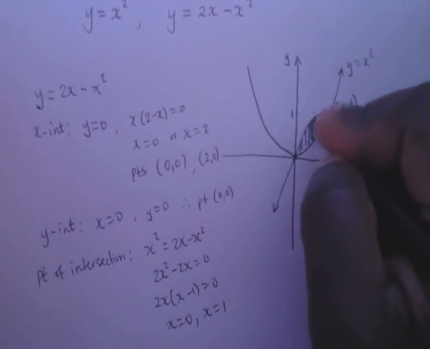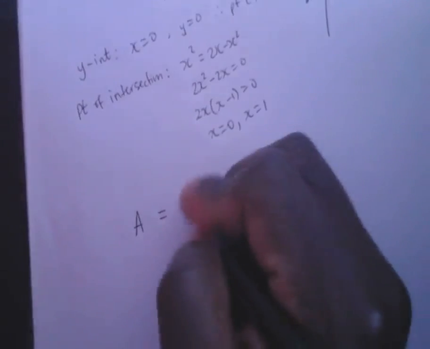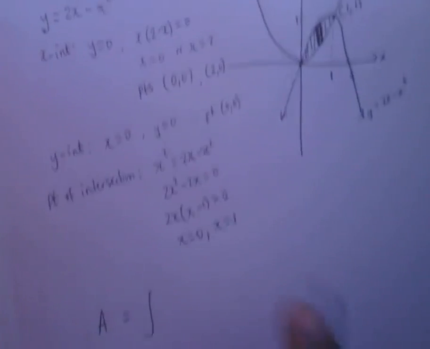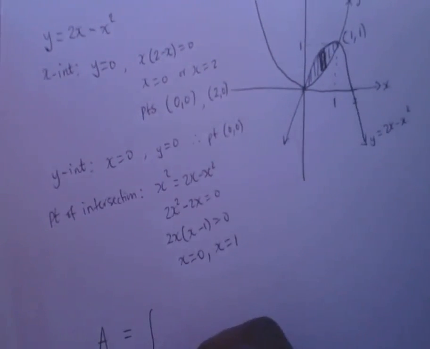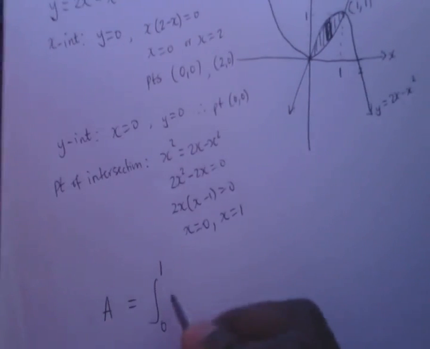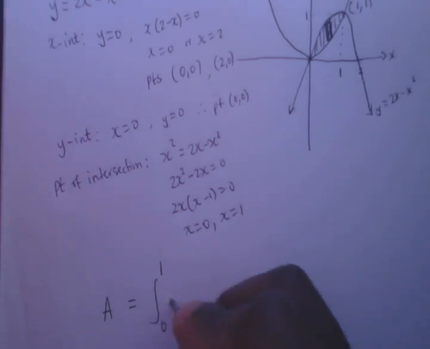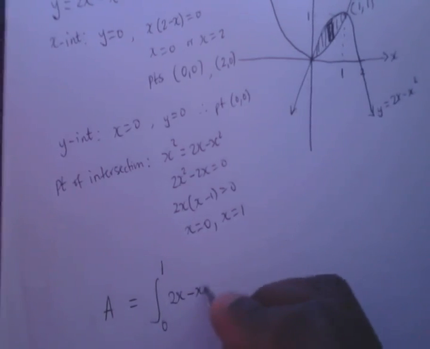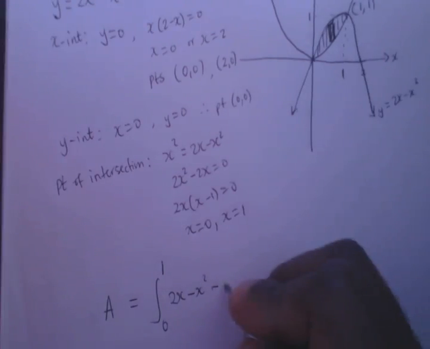Alright, and for my vertical histogram, I know that the area is just going to be the integral. Remember, we're looking at this shaded piece. It's from 0 all the way to 1. So integral from 0 to 1. Vertical histogram means we use top graph minus bottom graph. The top graph, remember, is this graph there, so it's just 2x minus x squared, minus the bottom graph, which is just x squared.